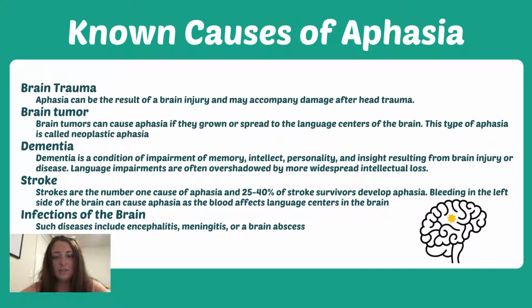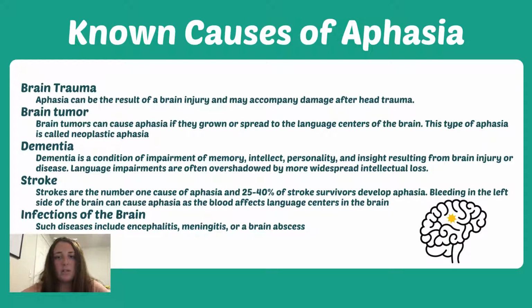Known causes of aphasia. There are a few known causes of aphasia. The first is brain trauma. Aphasia can be the result of a brain injury or head trauma. Brain tumors can also cause aphasia if they grow or spread to the language centers of the brain. This type of aphasia is called neuroplastic aphasia.